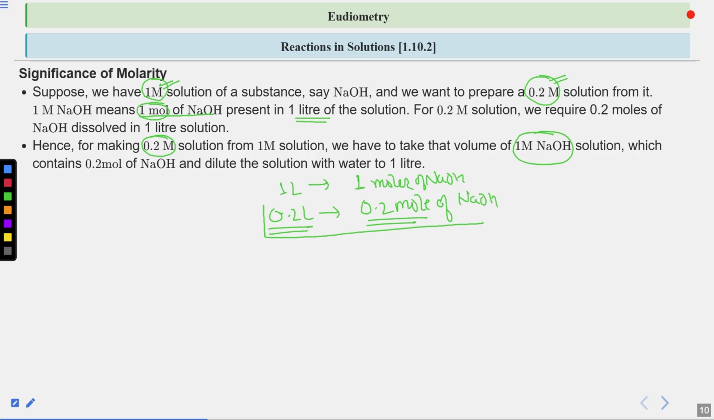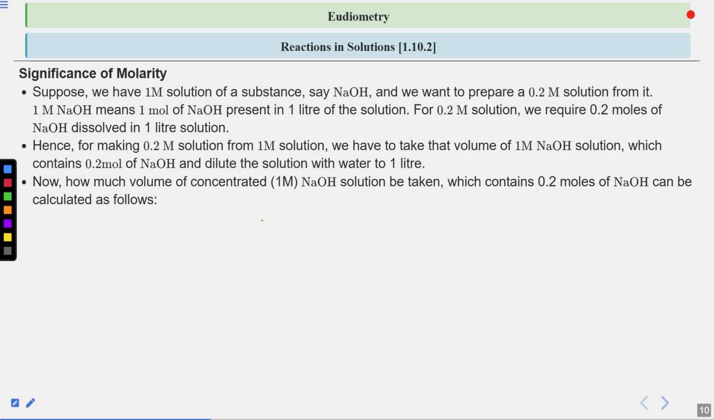Now what will we do next? Now we will add water to it. To that same 0.2 liter of 1 molar solution, we will keep on adding water till the solution has a volume of 1 liter. If it is so, then we have our 0.2 molar solution.